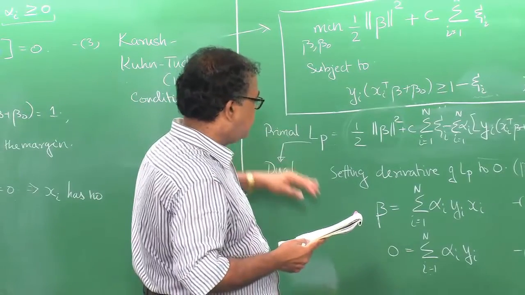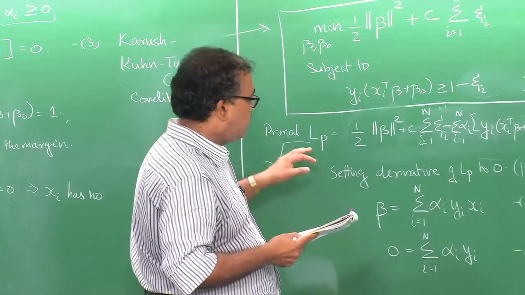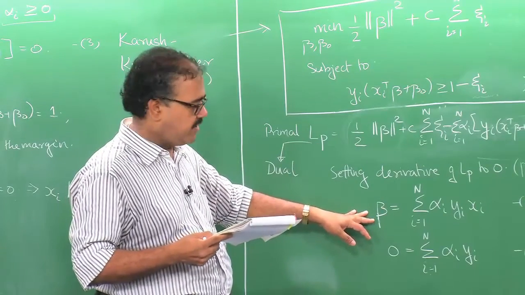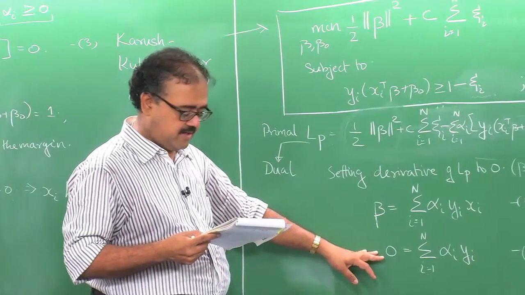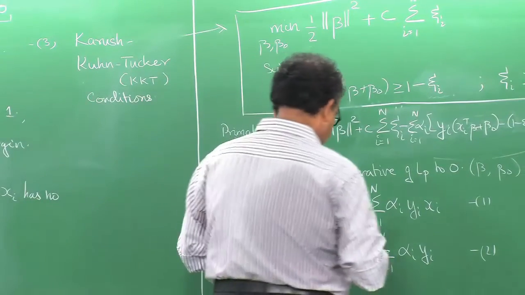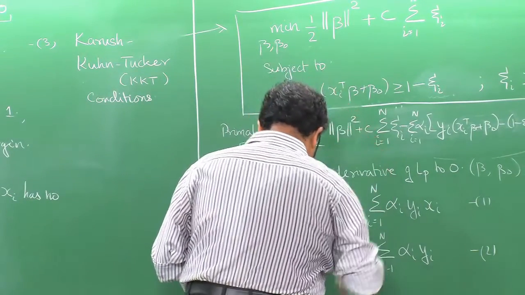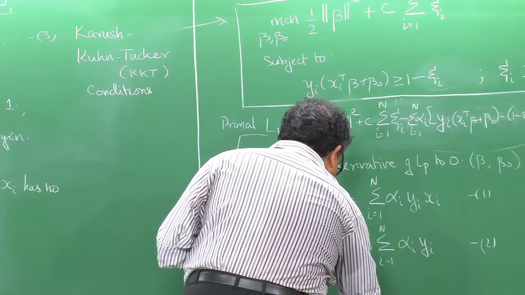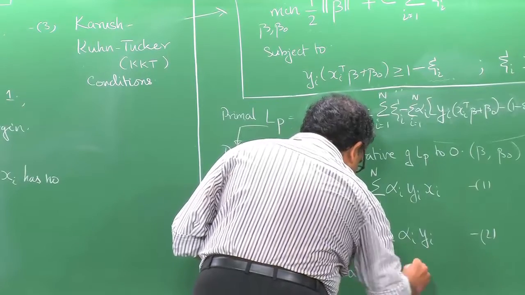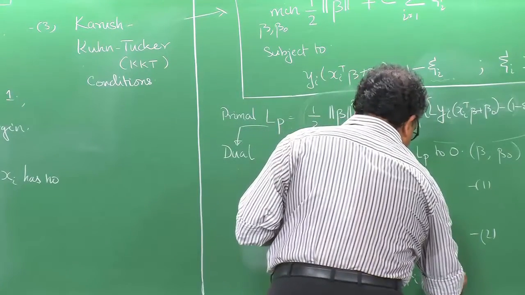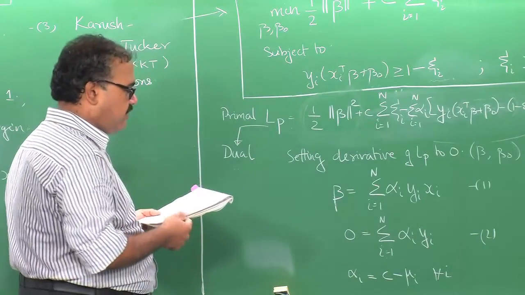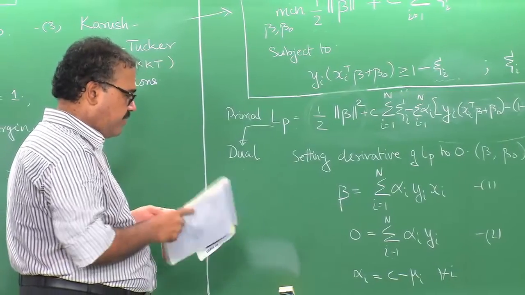Just like we did earlier, we start by differentiating the primal with respect to the various parameters. So, you end up with the same condition that you had earlier, and here you end up with the same condition. Then when you differentiate with respect to the zetas, you end up with one condition for each i: alpha i equal to C minus mu i.